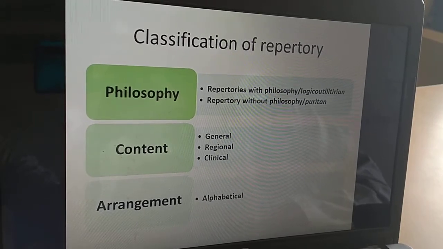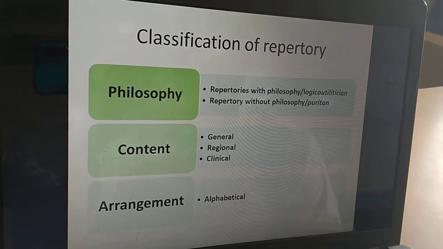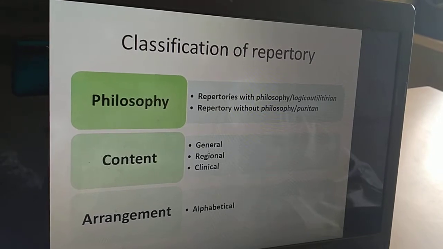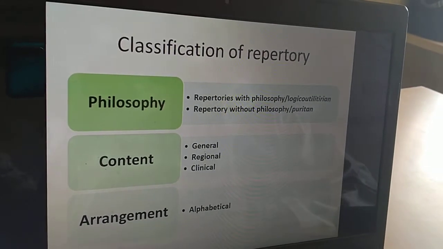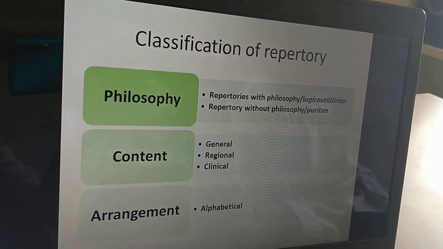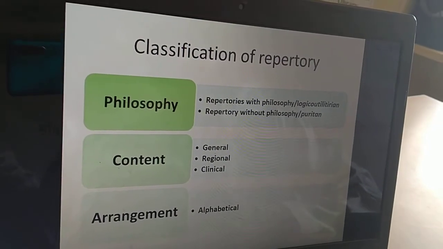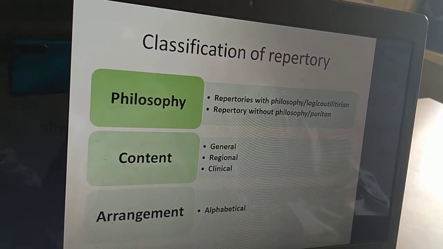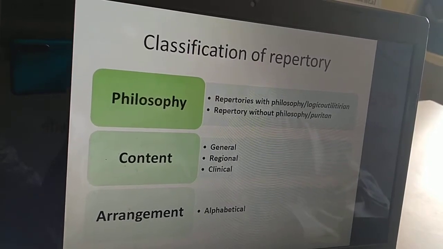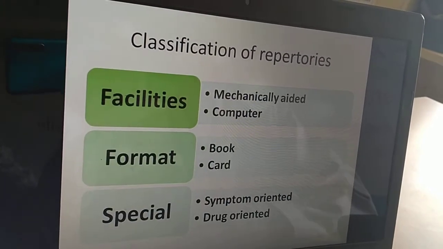Now first, classification depending upon the philosophy. Depending upon the philosophy, there are 2 broad groups of repertory. One is repertories with philosophy, also called logico-utilitarian repertory. The second is repertories without philosophy, called Puritan repertory. Depending upon the content, what exactly that repertory contains, repertories are classified into general repertory, regional repertory, and clinical repertory. And depending upon the arrangement, there is a specific type of repertory, that is alphabetical repertories.